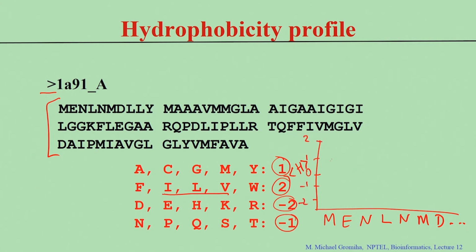So, M equals 1. So, you plot here. Then the second one, E, what is the value of E? Minus 2 here, and N minus 1, L plus 2, this N minus 1, M plus 1, D minus 2, and so on. Then we connect them. When you construct a plot, we can see some sort of patterns.